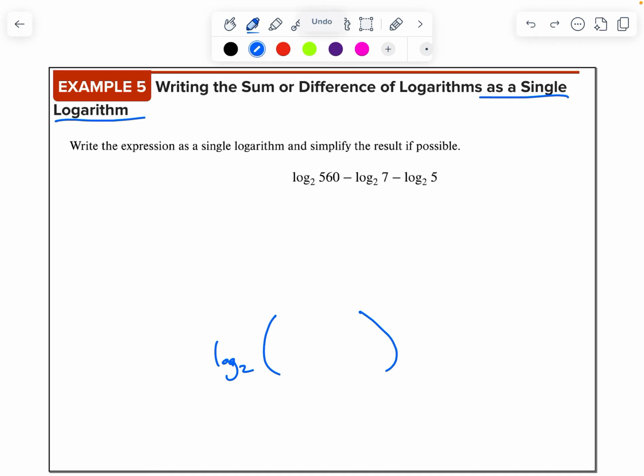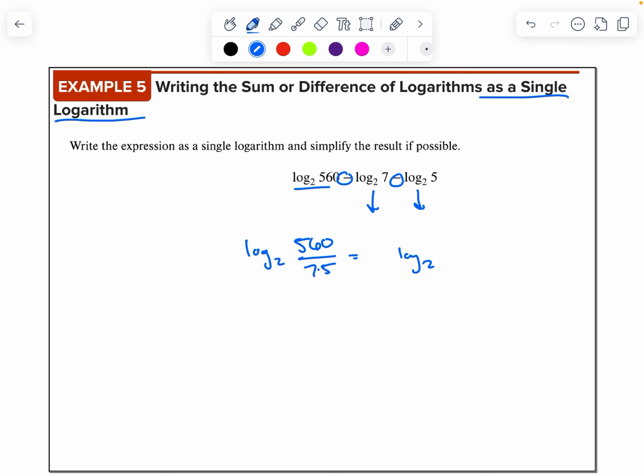We can go back and use the same quotient, product and exponent rules that we've been using. So we have one thing on top. This is minus, this is minus. Both of these are going to go on bottom because they're subtracted. So this is the same thing as log base 2 of 560 over 7 times 5. They both ended up on bottom. That's the same thing as log base 2 of 560 over 35.